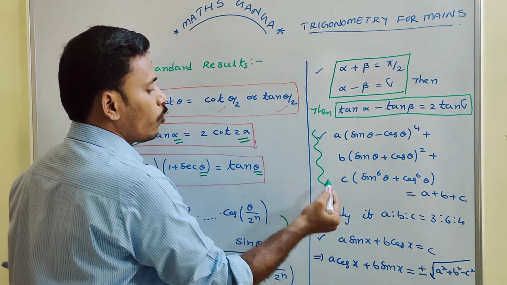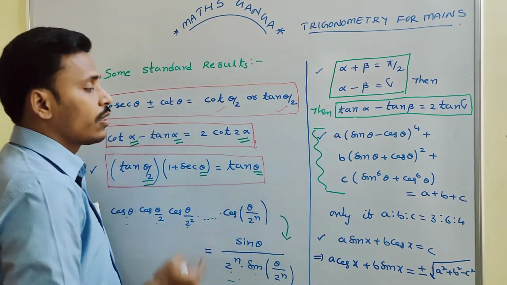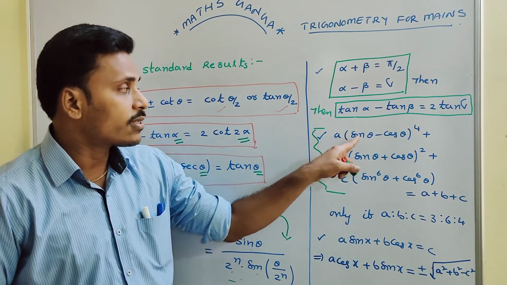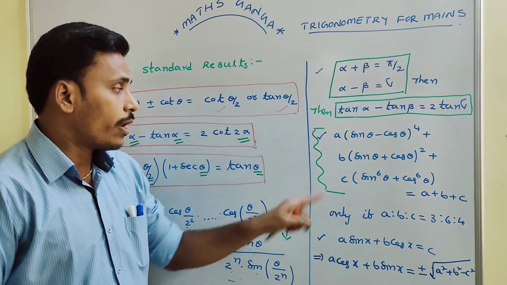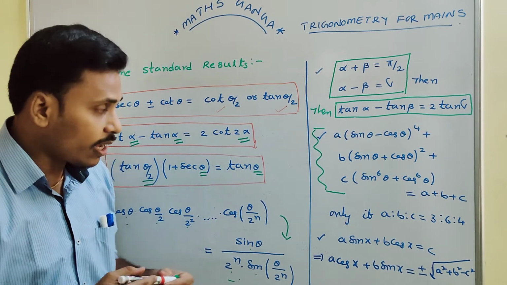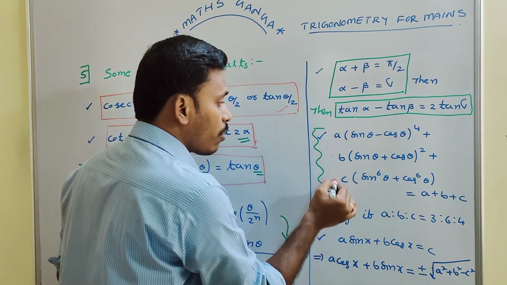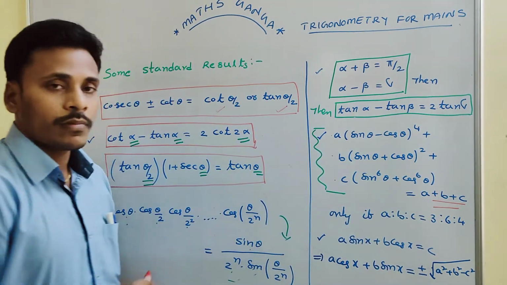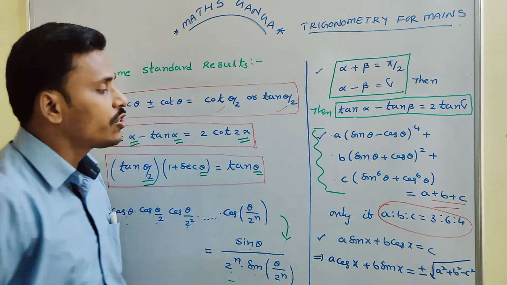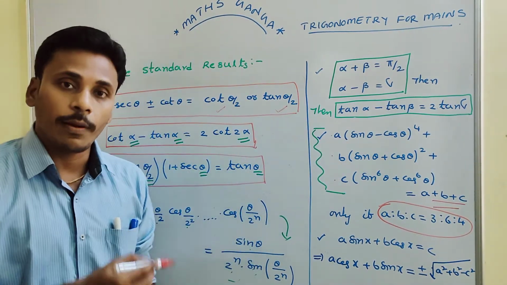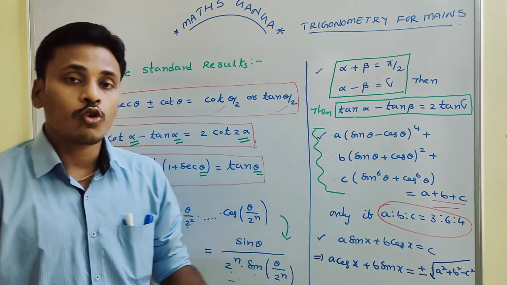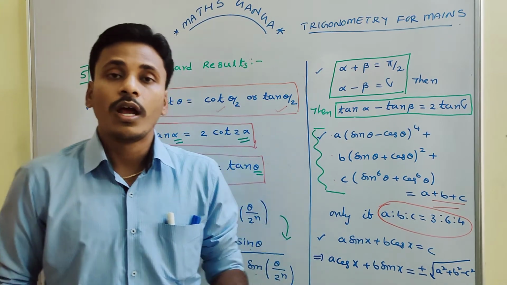And one more thing. This is also a very useful one. You will face this type of question twice in the previous year mains, and now I included it here. A sin theta minus cos theta power 4 plus B sin theta plus cos theta square plus C sin power 6 theta plus cos power 6 theta value is just the sum of these three, A plus B plus C. And it is true only if A is to B is to C is equal to 3 is to 6 is to 4. In our previous year mains, they directly gave the values of A, B, C as 3, 6 and 4. So at the end your answer is 3 plus 6 plus 4, and that is 13.